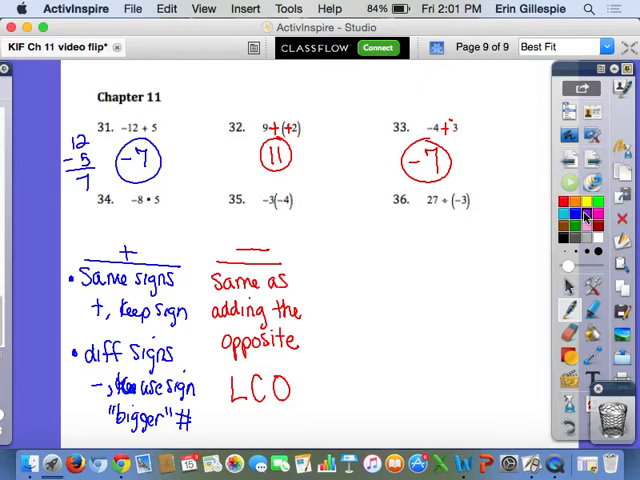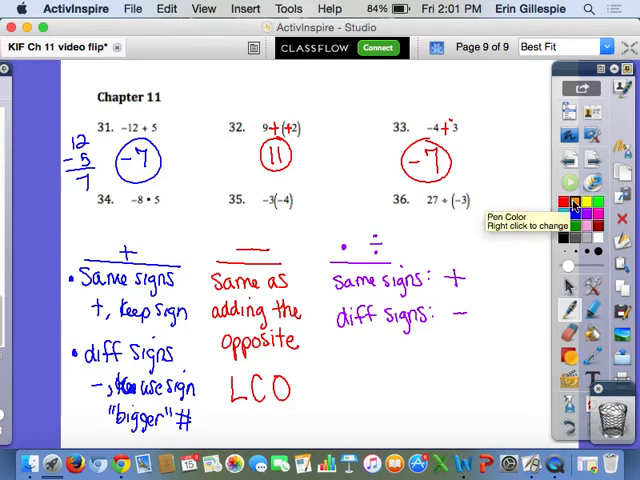Multiplying and dividing have the same rules, which is that if they have the same signs, so they're both positive or they're both negative, then your answer is going to be positive. If they have different signs, so one number is positive and one number is negative, then your answer is going to be negative. So let's look at 34. You multiply like normal, so you think about, well, what would 8 times 5 be? It's 40. And then I look, okay, different signs means it must be negative, so it's negative 40.